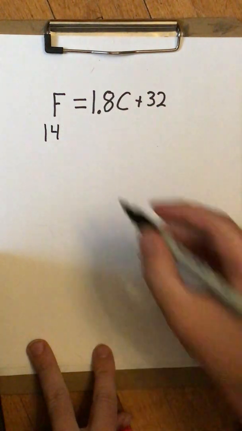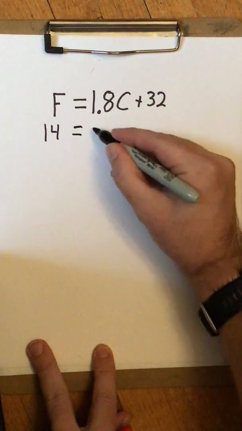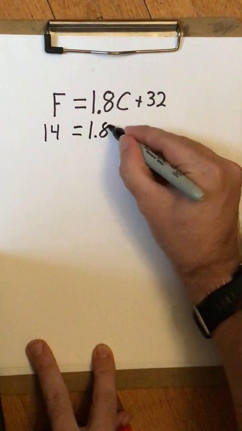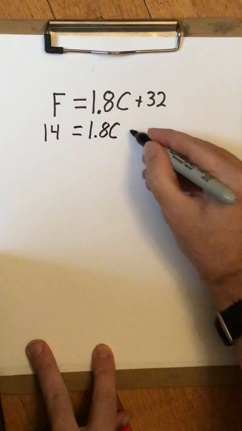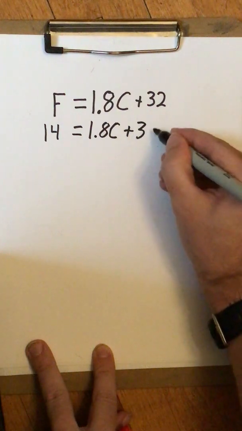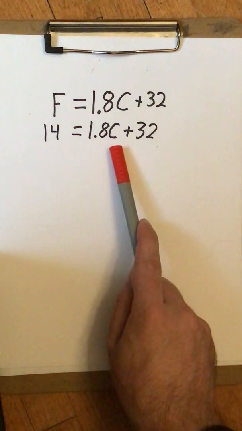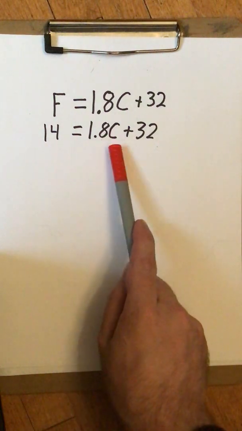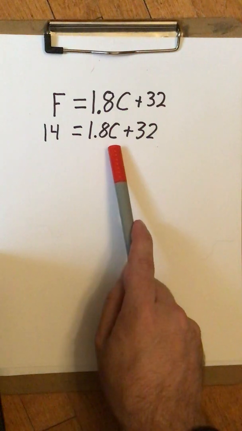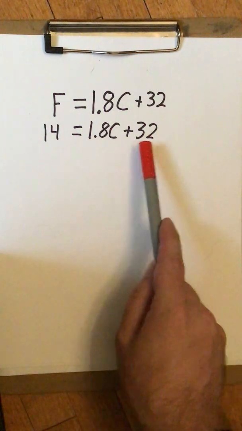Everything else will stay exactly the same, so I still have my equals. We have the 1.8, we have the capital C for Celsius, and the plus 32. So now this looks a little bit more like the problems from our last video. We have a couple operations going on, and we have one variable. Remember, our goal is to always get the variable by itself. Right now, with our variable, we have a 1.8, and a number next to a variable means multiplication is going on there. There's also a 32, and there's a plus sign.